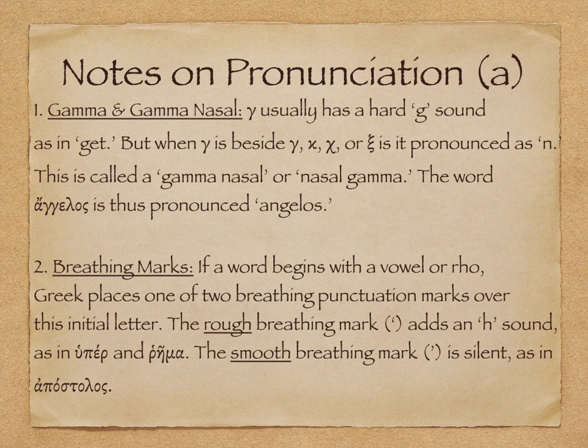Second, breathing marks. If a word begins with a vowel or the letter rho, which remember looks like a P, Greek places one of two breathing punctuation marks over this initial letter. The upsilon and rho both take a rough breathing mark with an H sound. So, huper, hrema. Sort of a little bit of a guttural H in your throat. The smooth breathing mark is unpronounced, it's silent, as in apostolos.